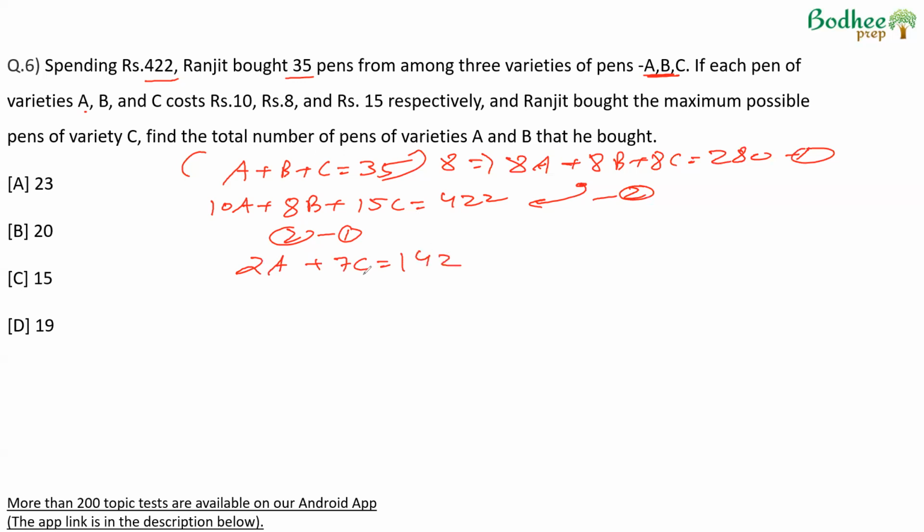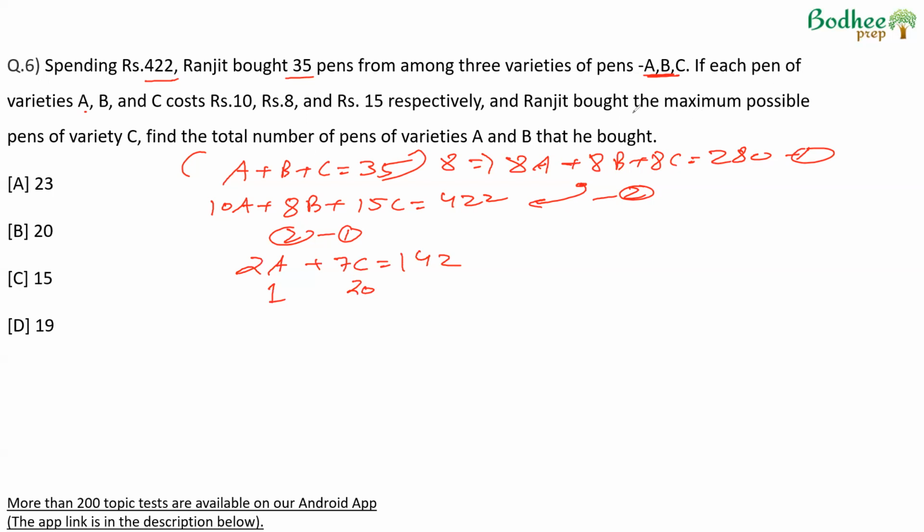What can be the maximum value of C? The maximum value of C will be when A is minimum. If A is 0, 142 is not divisible by 7. If A is 1, C becomes 20: 142 minus 2, 140, upon 7 is 20. And this can be the maximum value of C. Anything beyond 20, this value will become greater than 140.